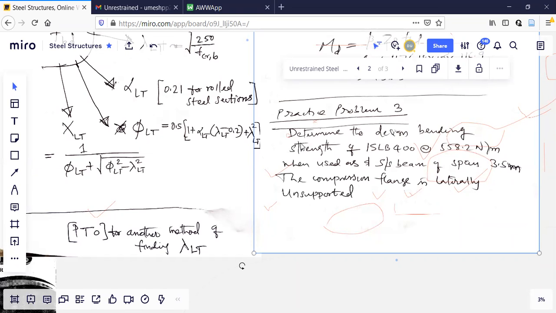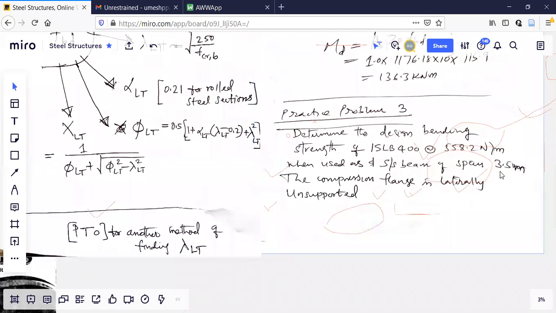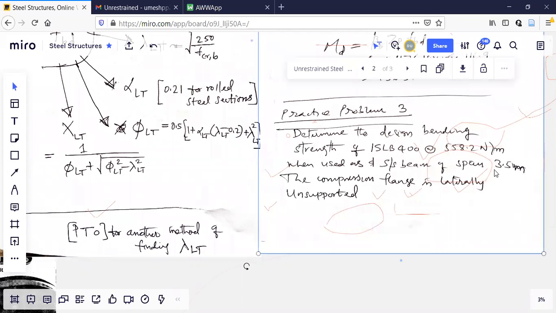This is one example you need to solve. Determine the design bending strength. Whatever I'm explaining today, this is one example I have given for your practice purpose. Span is 3.5. The compression flange is laterally unsupported. It means there is no question of using any table here. 3.5 itself is LLT. So you solve this one, question paper type problem.